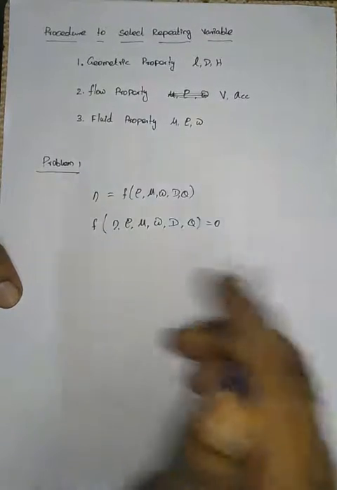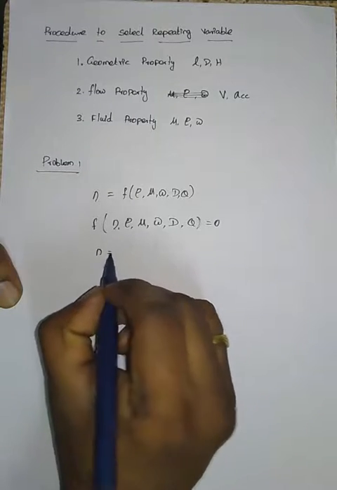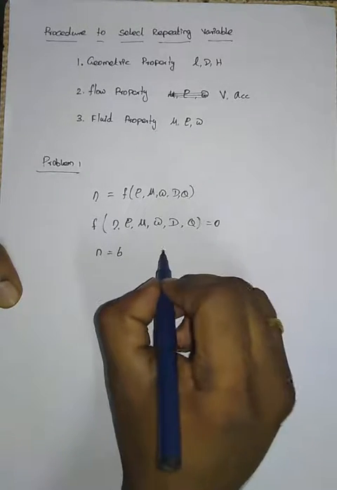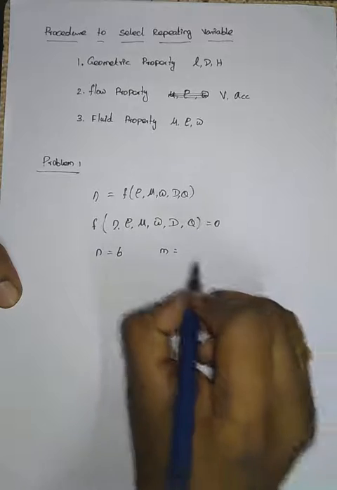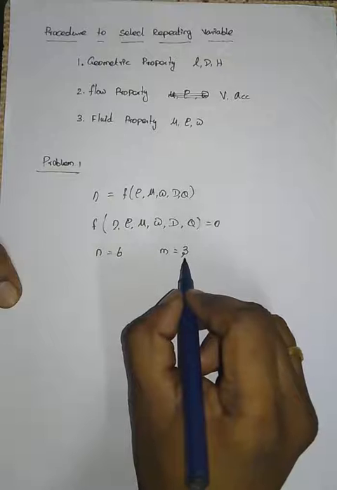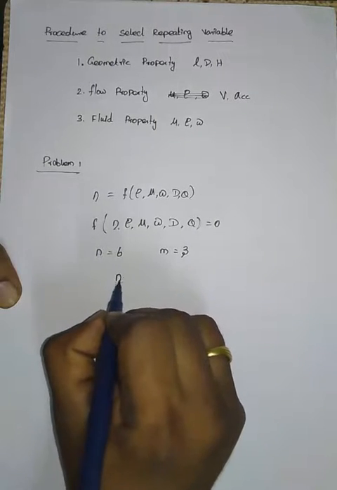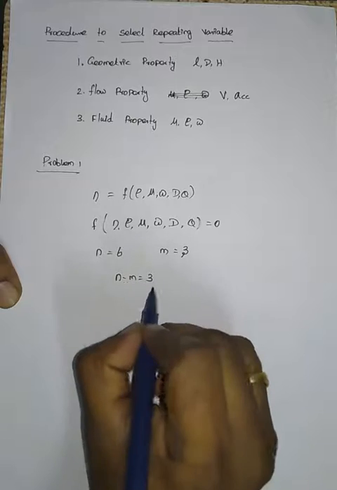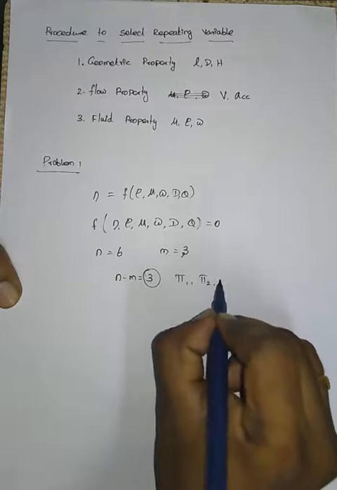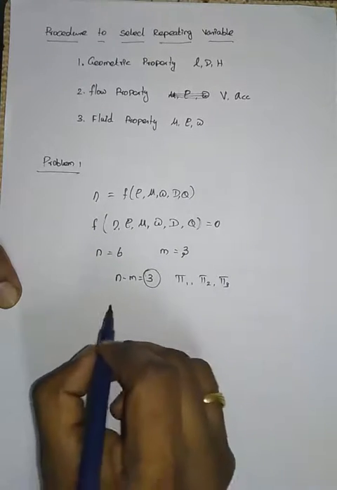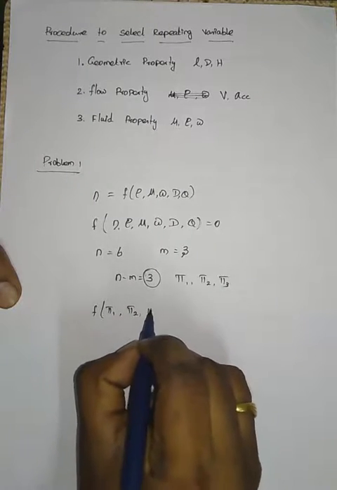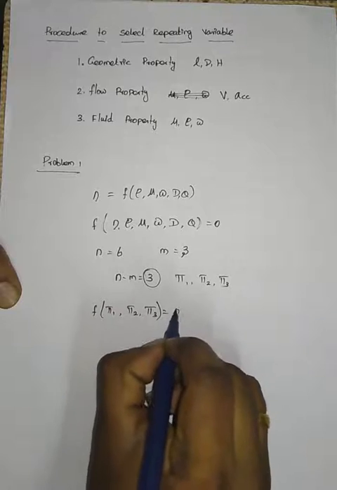Now you have to find out the value of n. There are 6 variables, so n equal to 6. Then the value of m, in most of the cases, will be 3. That is the number of fundamental variables. Now n minus m equal to 3. So there will be 3 pi terms, pi 1, pi 2, pi 3. Then the final equation will be f of pi 1, pi 2, pi 3 equal to 0.